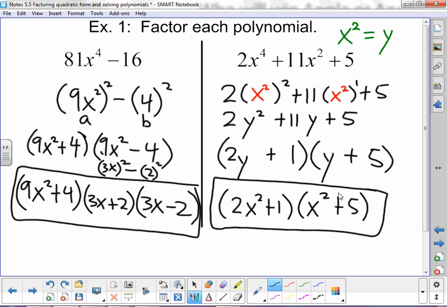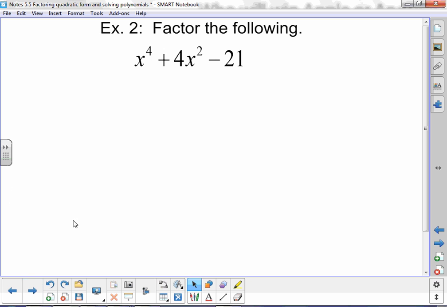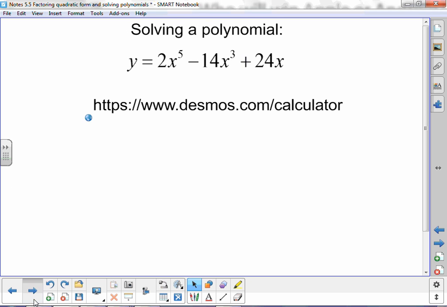Now, you don't need to do this step. If you can see it from here, you can go directly down to here. That little step in the middle is just to clarify in case all these squares and squares start mixing you up. All right, this one you do in class, so you can try that one on your own.